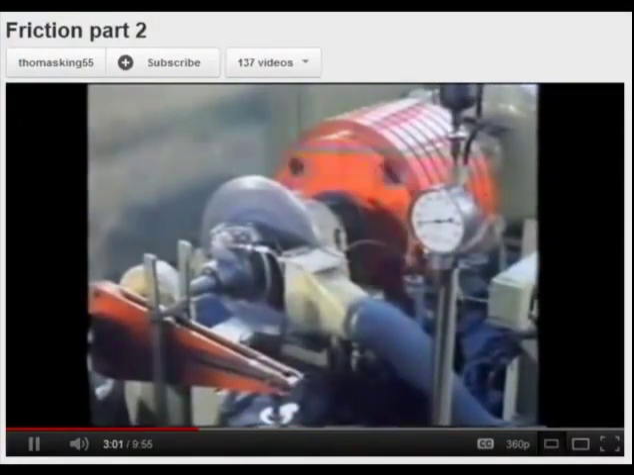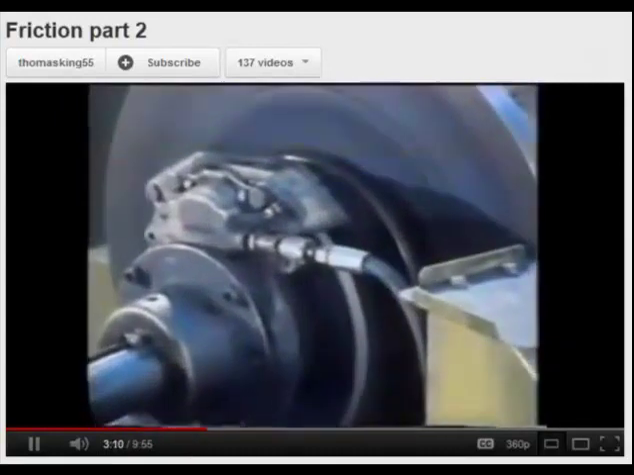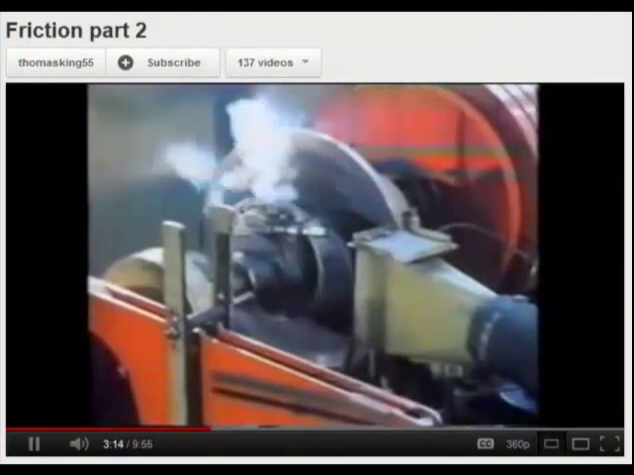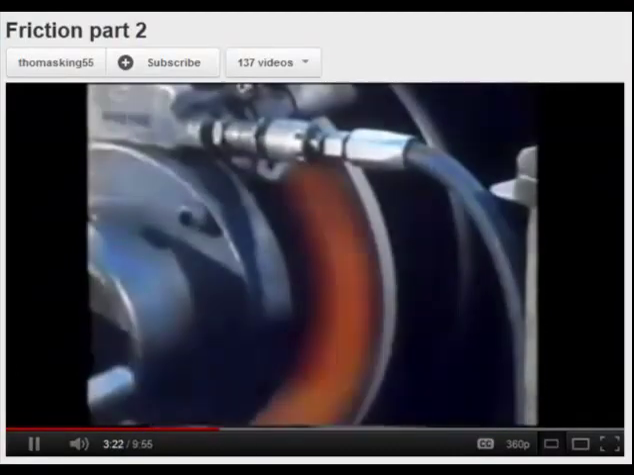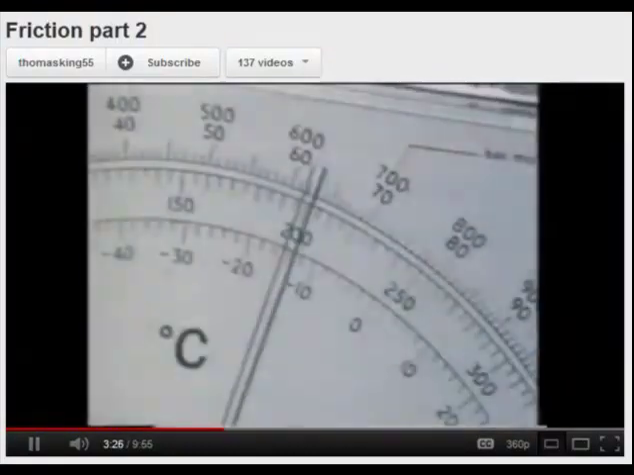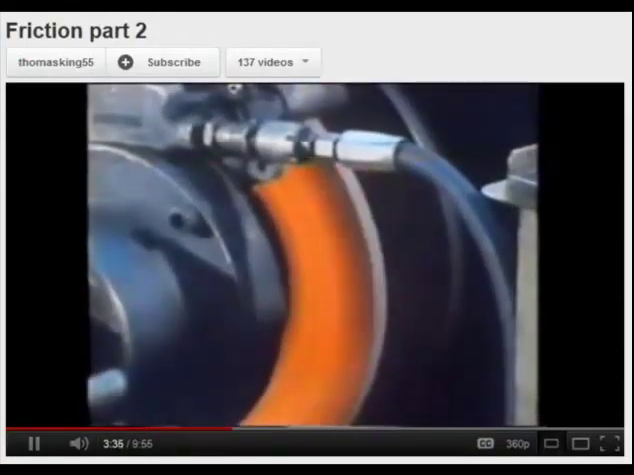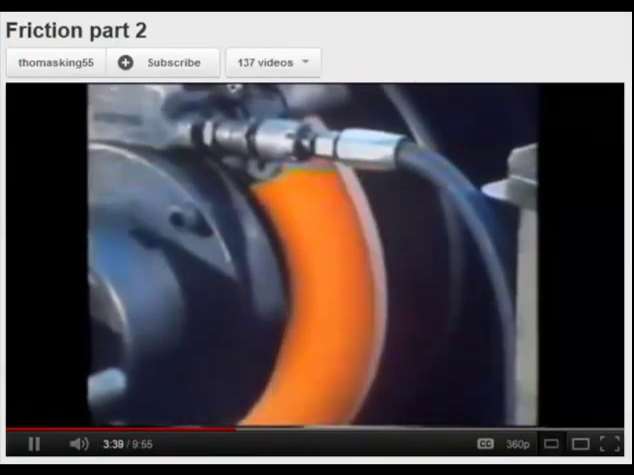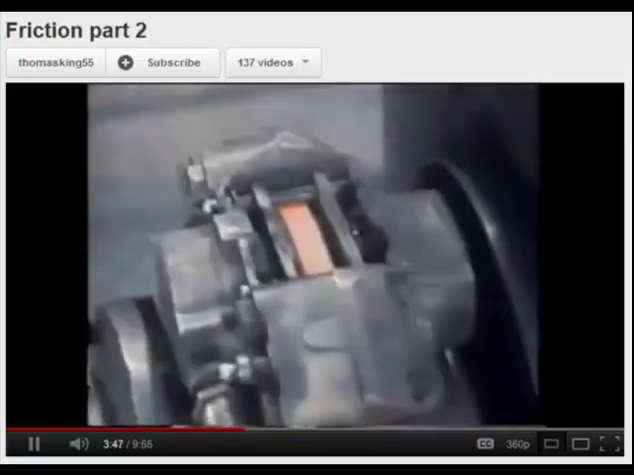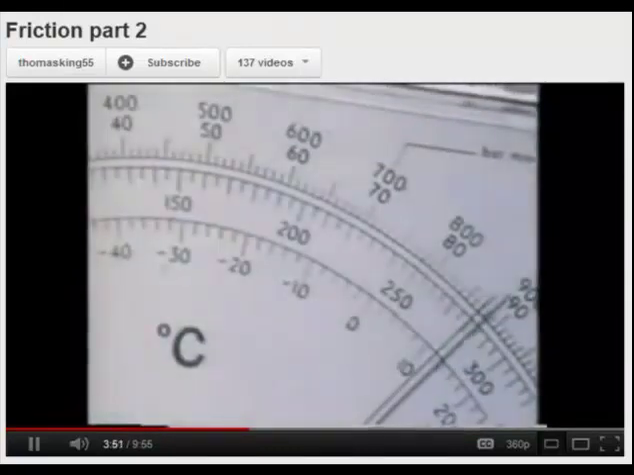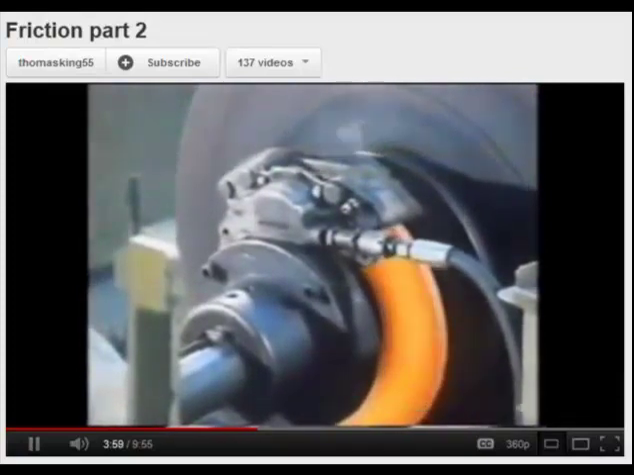This is a rig for testing disc brakes. We're going to use it to show you one effect of friction. Apply the brakes at 1500 revs. The temperature of the disc is beginning to rise. That's because of friction. Repeated applications of the brake raise the temperature more and more. Eventually, the brake pads get so hot, they catch fire.